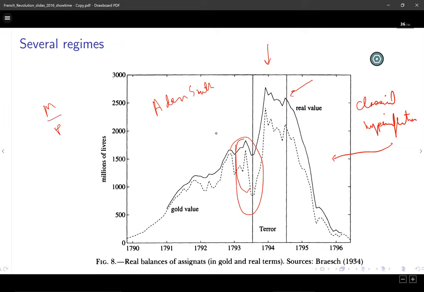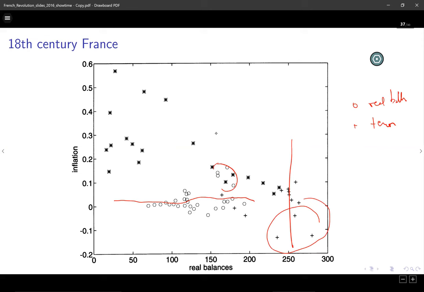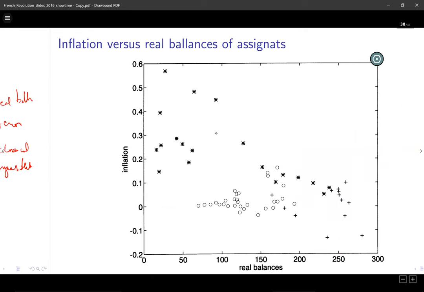Okay. And then the final period, and if you're a student of hyperinflation, these stars, that's the classical hyperinflation. That's after the terror is over. That's these periods. This fits like a glove. Well, these data are probably noisy, but you get increasing inflation and decreasing real balances. And that's what's being shown here.